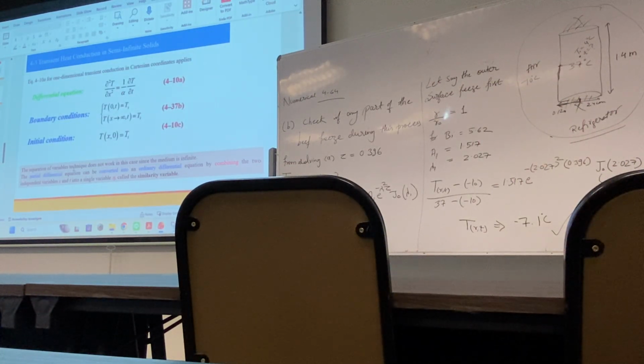So they use the separation of variable technique. The separation of variable technique does not work in this case. It worked in 4.2, right? But it does not work in this case since the medium is infinite. The partial differential equation can be converted into an ordinary differential equation by combining the two independent variables x and t into a single variable eta called the similarity variable.